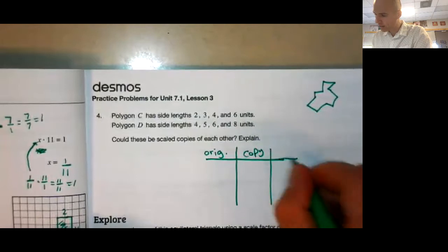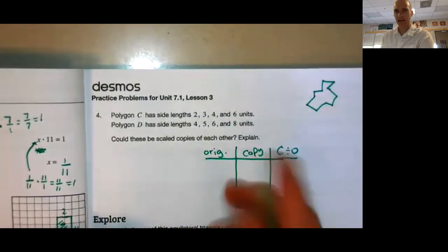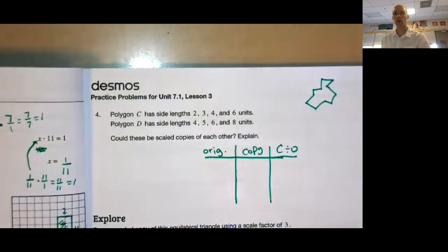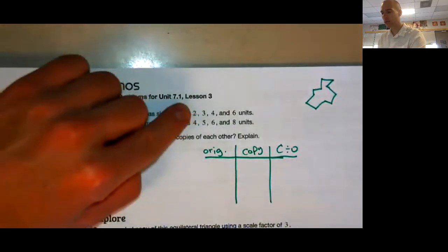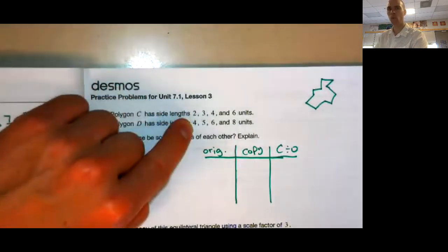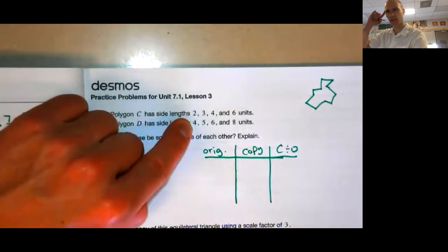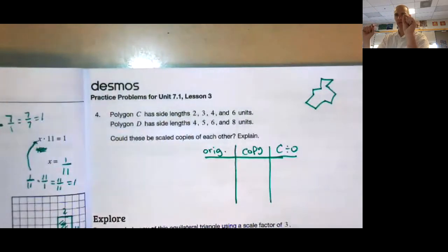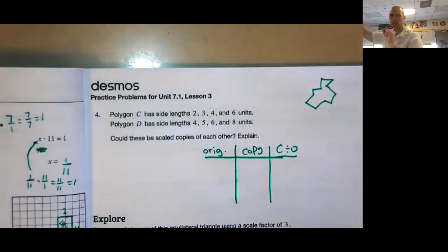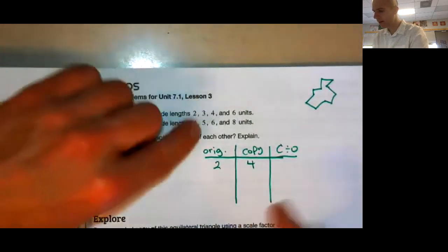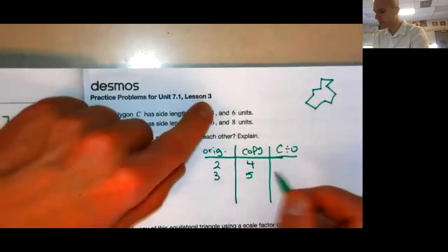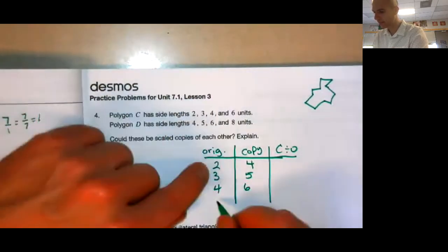And then we got our C divided by O column. And we know which sides have to correspond to each other because in order for them to be scaled copies, the shortest side of one has to match up with the shortest side of the other. There's no way for it to work any other way. If that doesn't make sense to you, I want you to just think about it and digest it in your brain for a second. There's no way that the shortest side from this shape could correspond with the longest side of this shape if they're scaled copies of each other. So 2, 4, 3, 5, 4, 6, 6, 8.